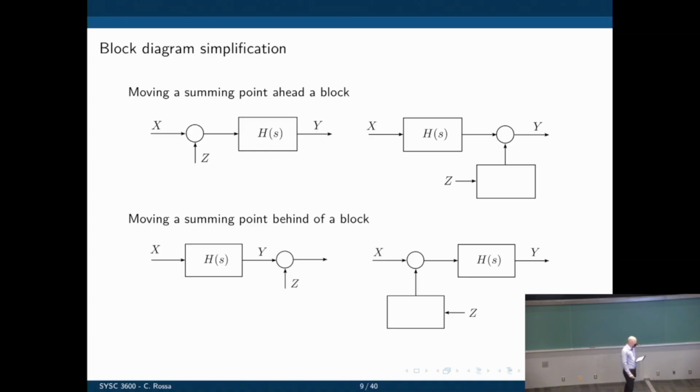Well, let's do the opposite now. Well, let's do another one. Now it's moving a summing point ahead of a block. If you take that sum and move it ahead of a block, for whatever reason we want to do that, how do we maintain the signals the same? Let's start by finding the equation for Y. What is Y here? What is the equation for Y?